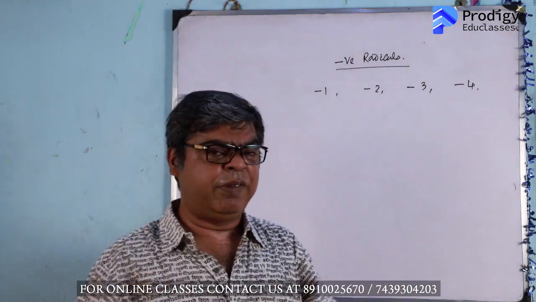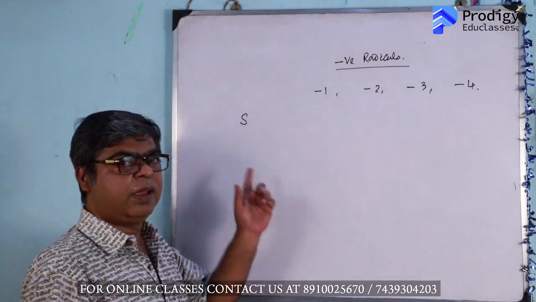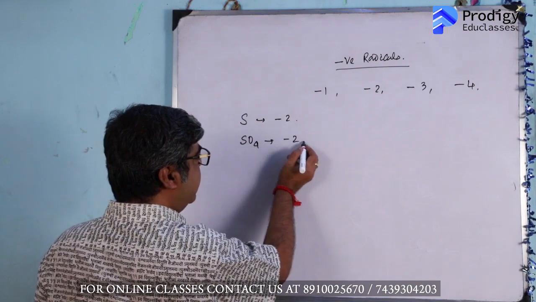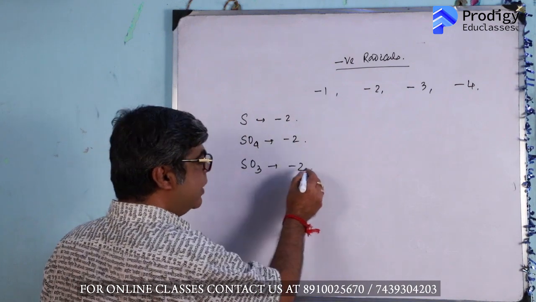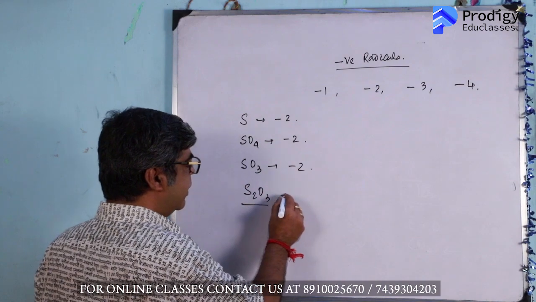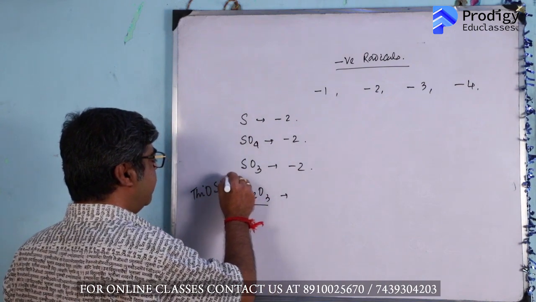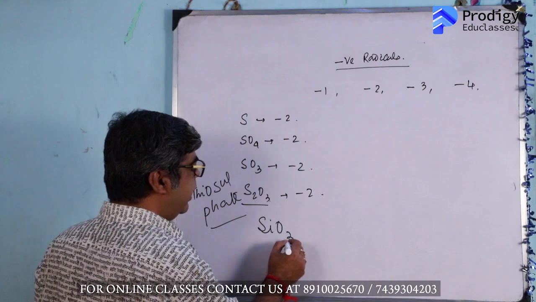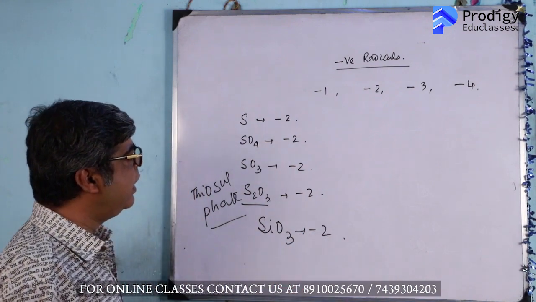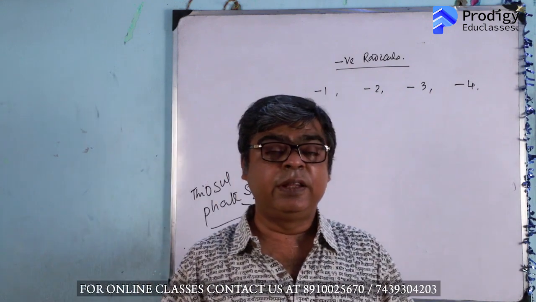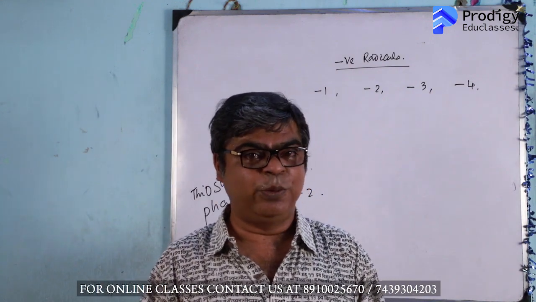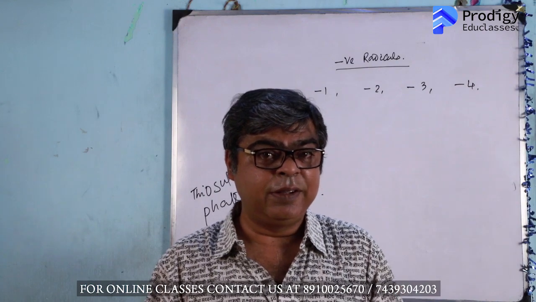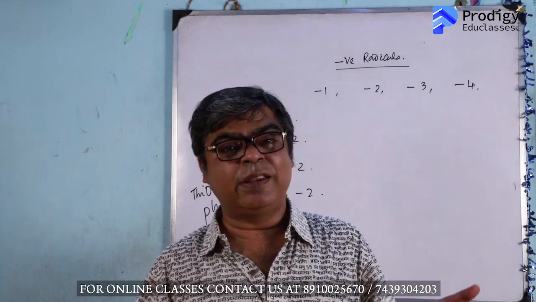Any negative radical, suppose sulfide S, its valency is minus 2. Sulfate SO4, valency is minus 2. SO3 sulfite, valency is minus 2. S2O3 is called thiosulfate. Its valency is minus 2. Silicate SiO3, its valency is minus 2. You see that wherever you find a negative radical beginning with S, that will have a valency minus 2. So I have reduced a lot of things from your memory. Just find any negative radical beginning with the letter S, and you will remember that the valency is minus 2.